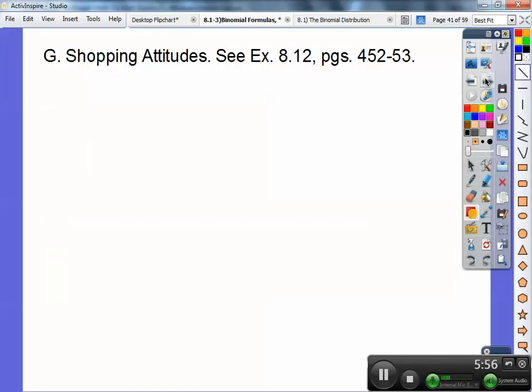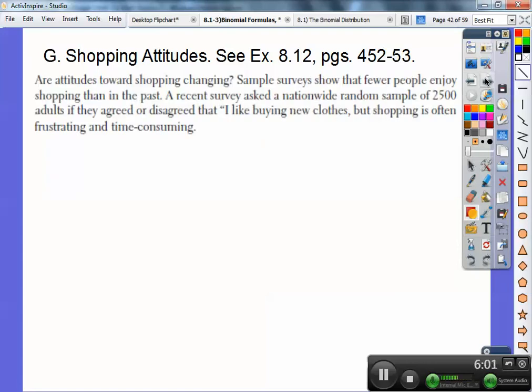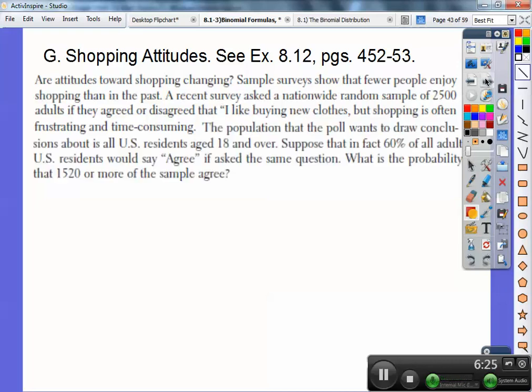Okay, so shopping attitudes. Here's another example, 8.12 on pages 452 and 453. Are attitudes towards shopping changing? Shopping is gross, if you ask me. Sample surveys show that fewer people enjoy shopping than in the past. That would be me. A recent survey asked a nationwide random sample of 2,500 adults if they agreed or disagreed, so there's your binomial, agree or disagree, that I like buying new clothes, but shopping is often frustrating and time-consuming. Yes, sirree. The population that the poll wants to draw a conclusion about is all U.S. residents age 18 or over.